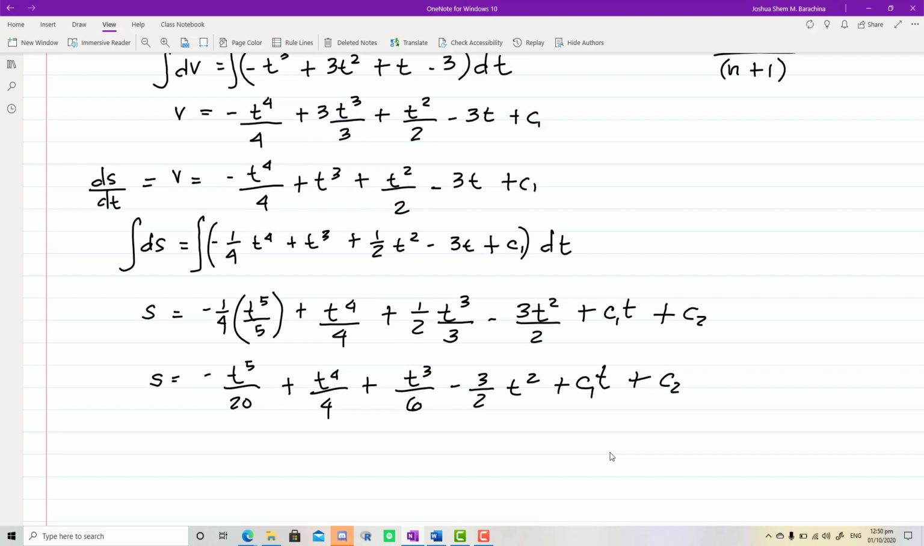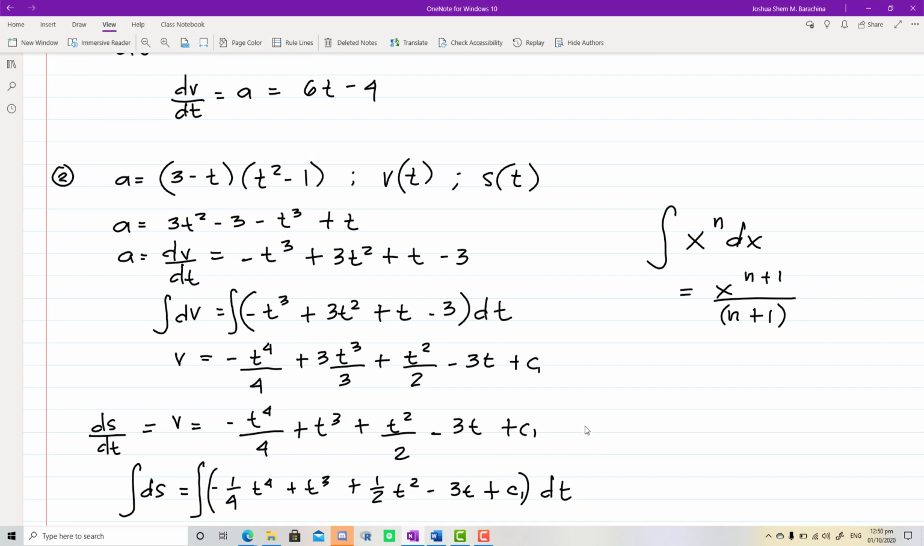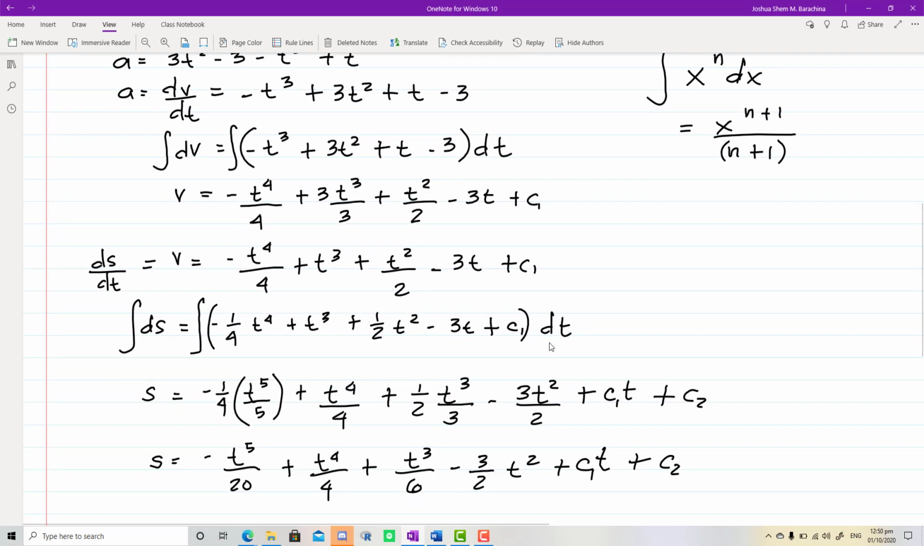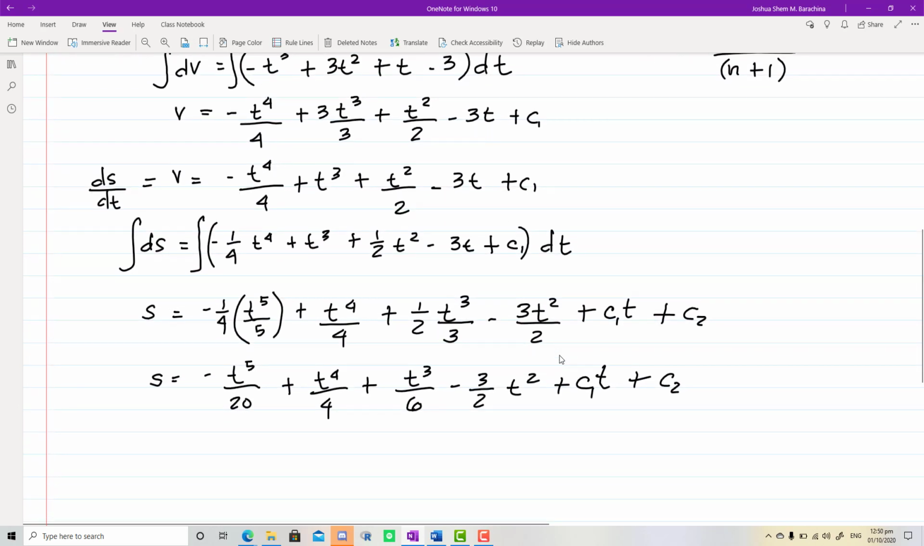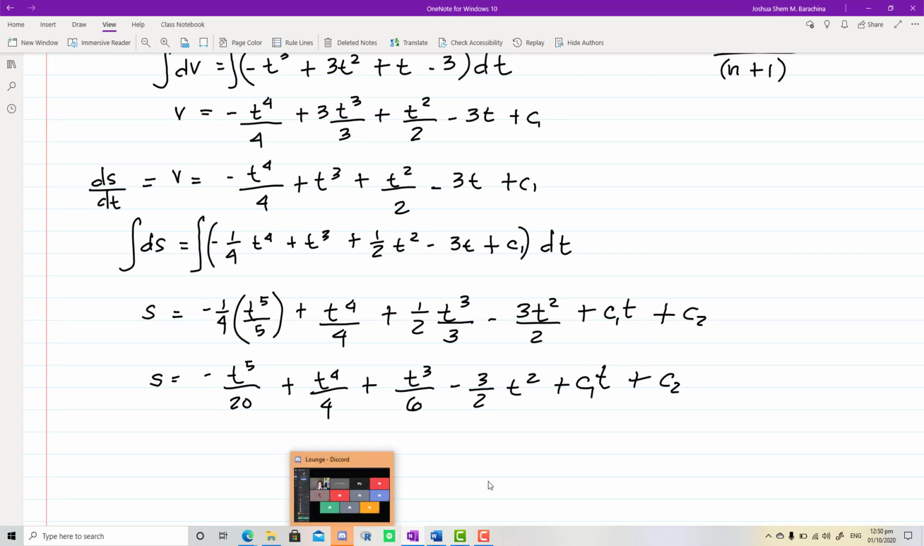Okay? That is how you use differentiation to find the equation of your velocity and acceleration and position in terms of time. Can you follow?